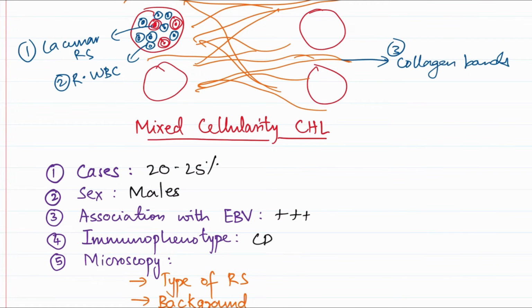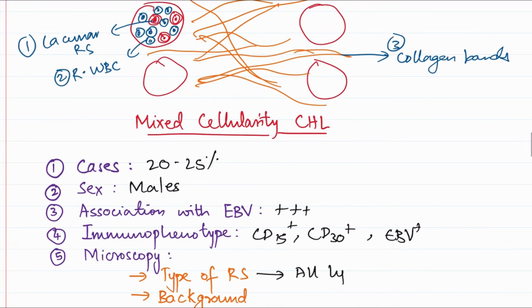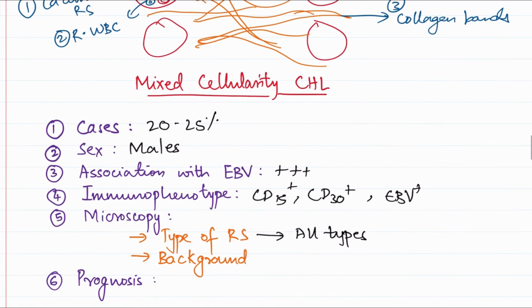And the immunophenotype, again, the classic cells will be CD15, CD30 positive, and they are strongly associated with EBV as well. Now, what about the type of RS cells? So all types of RS cells are usually present. That is a point to note. And the background is where the term mixed cellularity comes from.